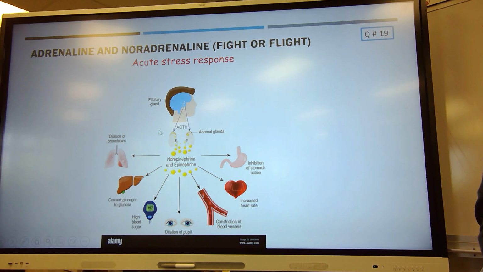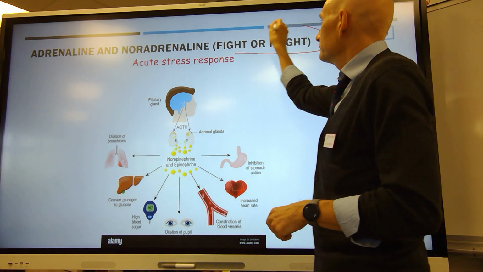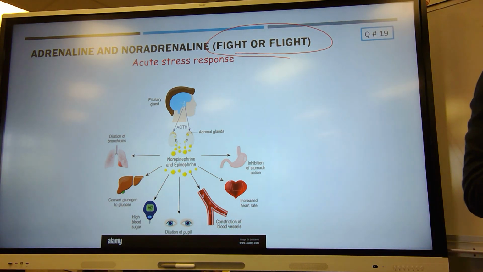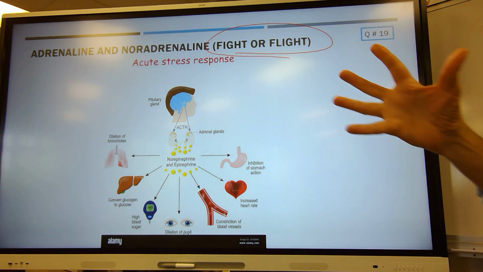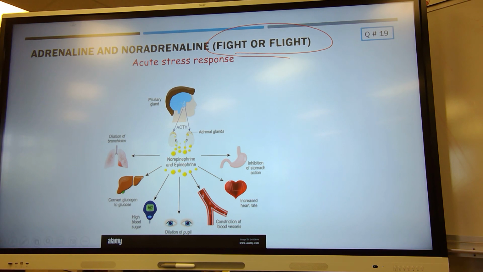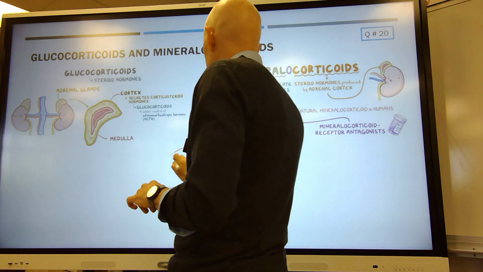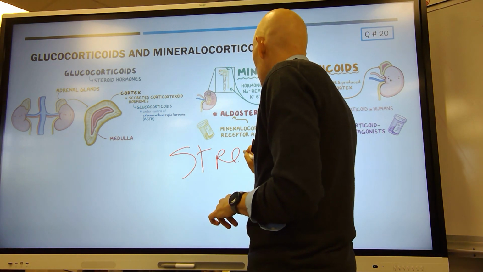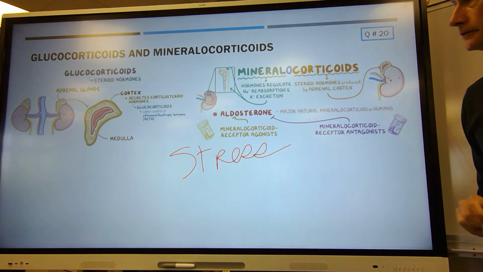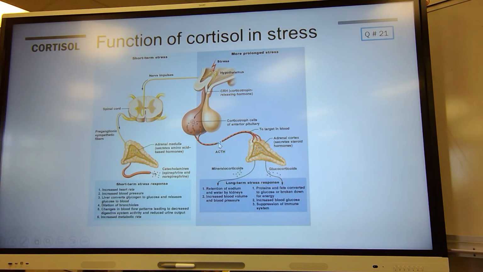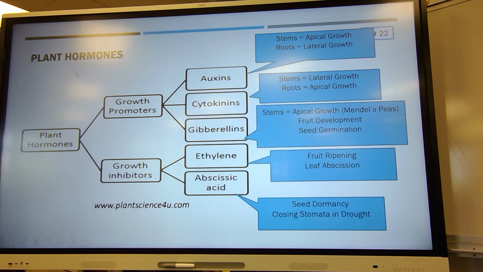Other things, adrenaline, this is for your fight or flight. We've talked about that a lot, causing all these different responses. Glucocorticoids are also a response to long-term stress. And cortisol will then eventually suppress your immune system.